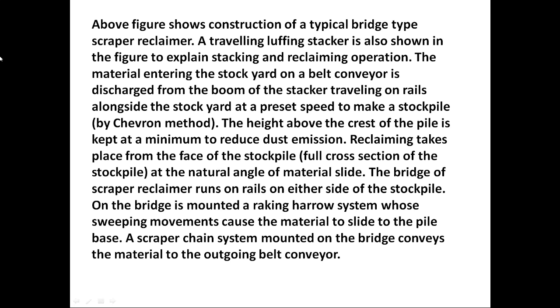Reclaiming takes place from the face of the stockpile, the full cross section of the stockpile, at the natural angle of material slide. The bridge of the scraper reclaimer runs on the rail on either side of the stockpile. On the bridge is mounted a raking harrow system whose sweeping movement causes the material to slide to the pile base. The scraper chain system mounted on the bridge conveys the material to the outgoing belt conveyor.